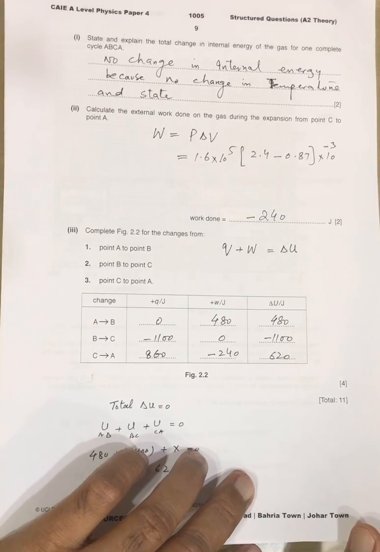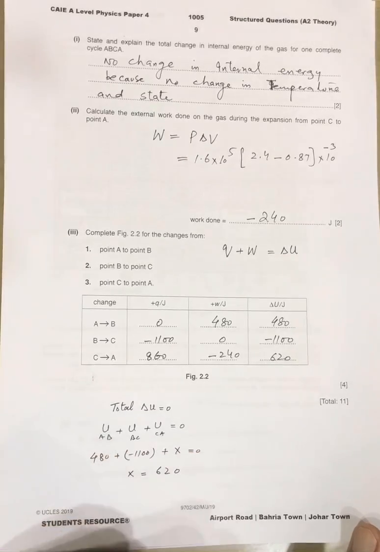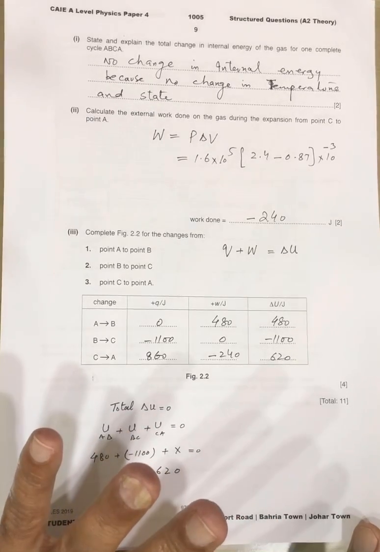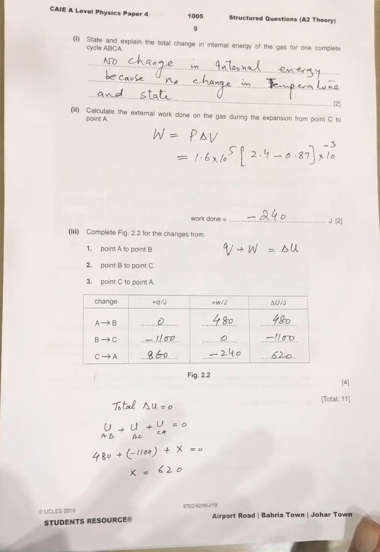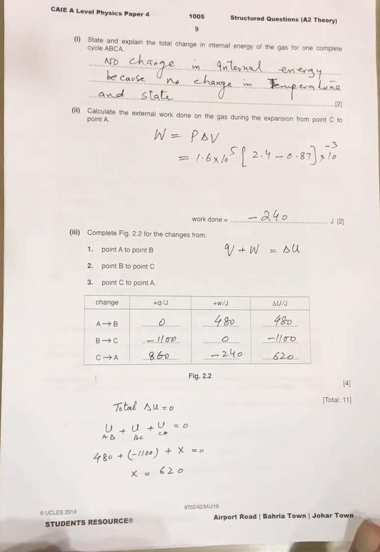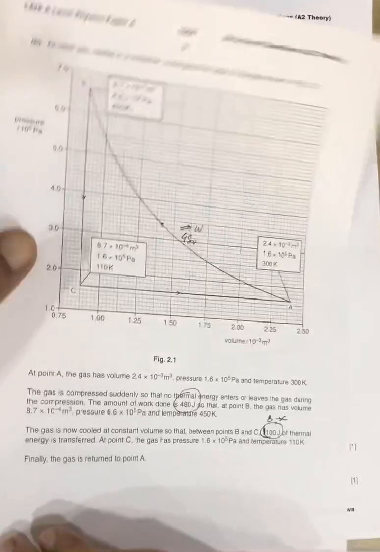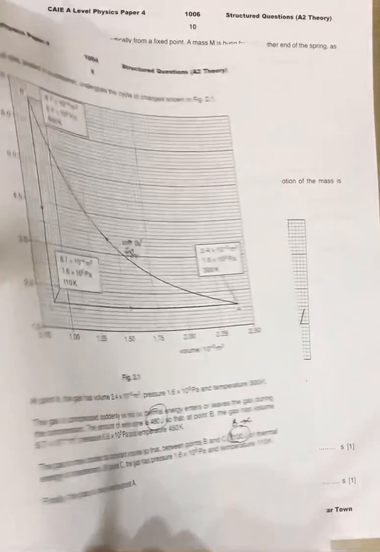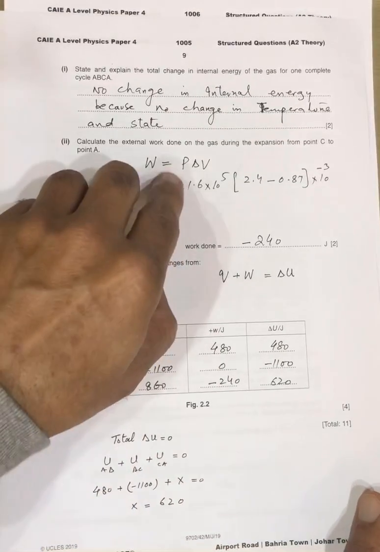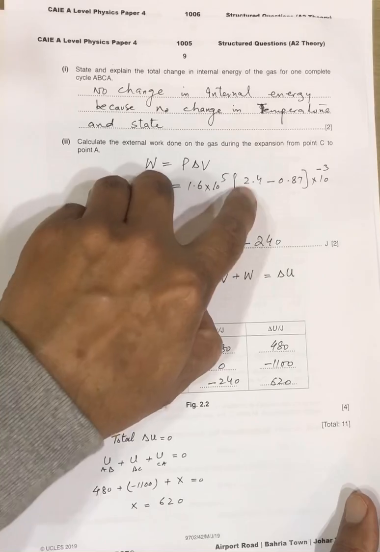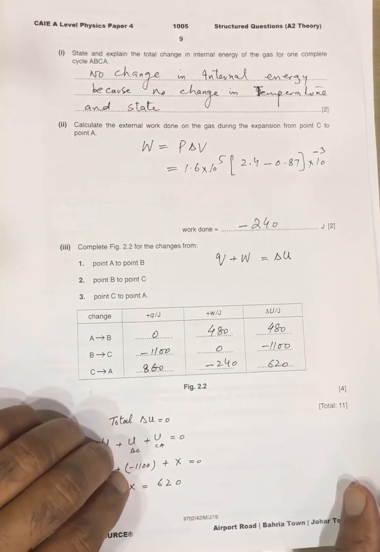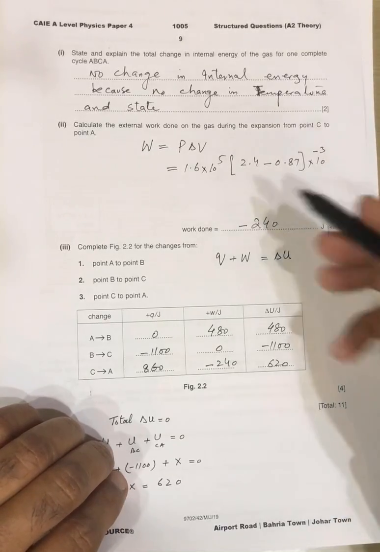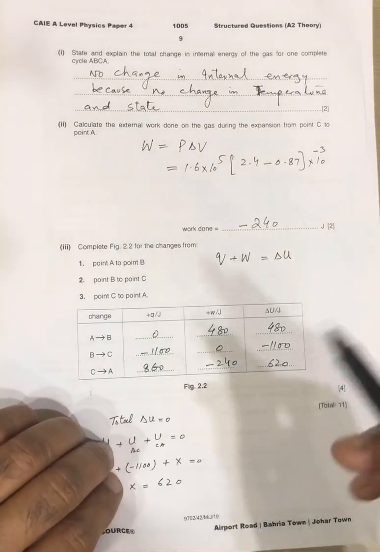No change in the internal energy because no change in the temperature and state. So no change in temperature, no change in state because the final temperature, final state is the same, so no change in internal energy. Next question is calculate the work done on the gas from C to A. So area under the graph is equal to W, P times delta V, pressure there, and this is the difference of the volume. So the answer is minus 240 because work is done by the gas, so it must be minus due to expansion of the gas.